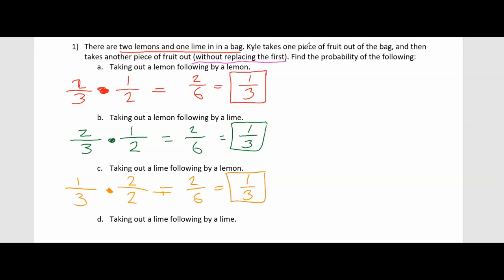Now you may be thinking, well, this part D is going to be 1 out of 3 too. It seems like it's the key number here. Well, let's think about it. Part D is taking out a lime followed by a lime. The probability of drawing a lime on the first go around is 1 out of 3. But if you don't replace the lime, all of a sudden there's 0 limes and 2 pieces of fruit. So 0 out of 2 is the probability, or just 0, of drawing a lime the second time. That means that your probability of drawing 2 limes is equal to 0. And that makes sense because there's only 1 lime in the bag and you're not replacing it if you draw it the first time.